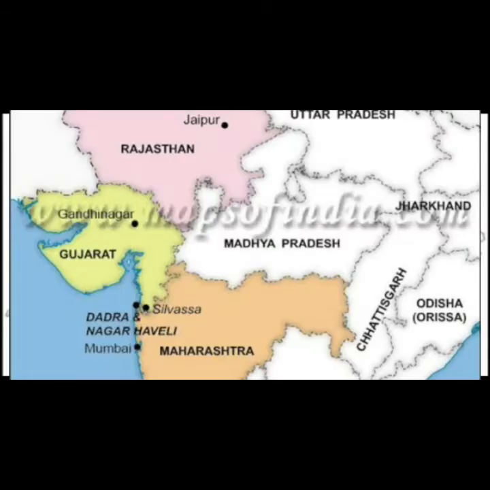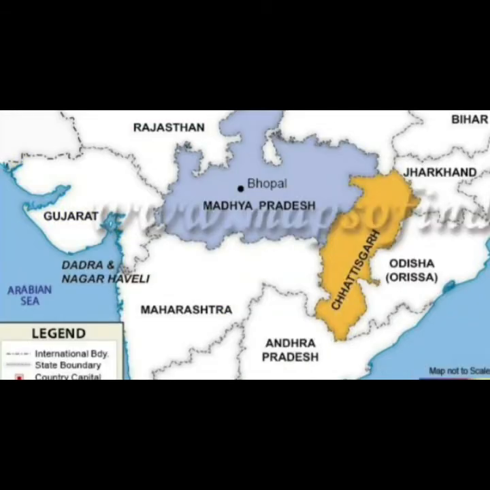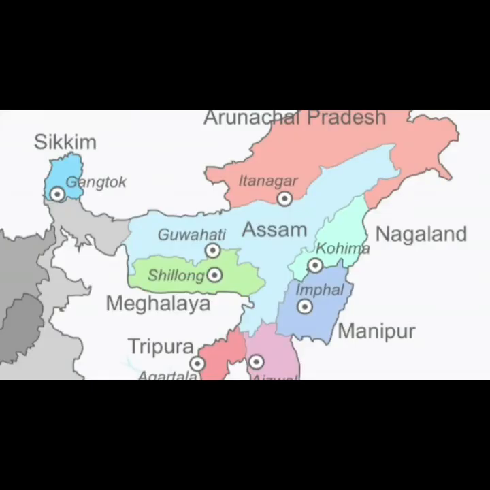The west part of the plains was formed by the Indus River and covers the states of Punjab and Haryana. The central part of the plains was formed by the Ganges or Ganga River and covers the states of UP, Bihar, West Bengal. Now, the eastern part. The eastern part of the plains was formed by the Brahmaputra River and covers the state of Assam.